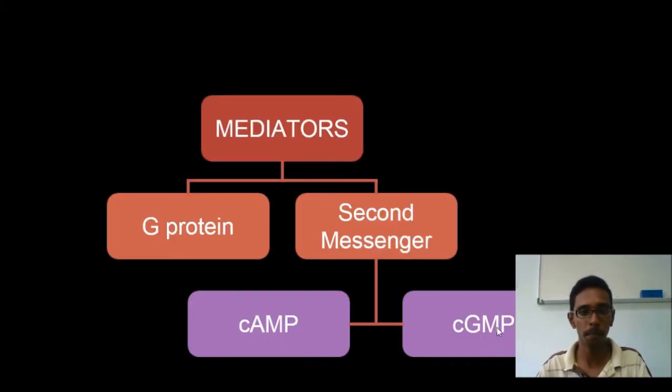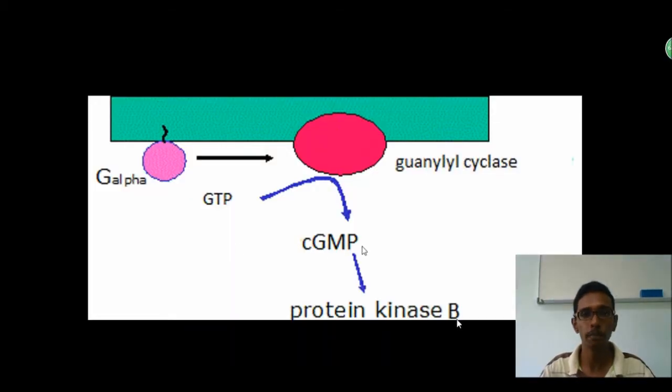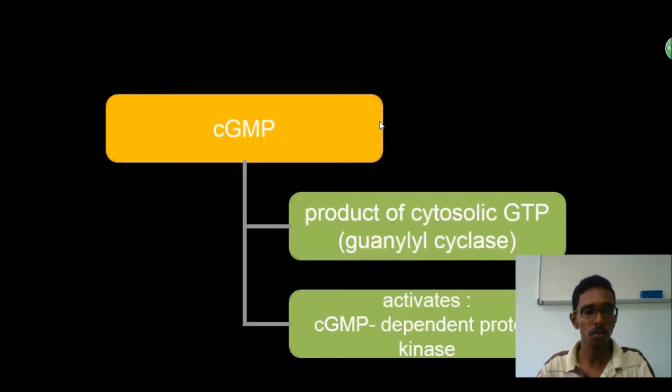Next is cGMP. cGMP is a product of cytosolic GTP, which is catalyzed by a membrane enzyme called guanylyl cyclase. cGMP activates cGMP-dependent protein kinase, which is known as protein kinase B. To sum up, cGMP is a product of cytosolic GTP, which is catalyzed by guanylyl cyclase, which activates cGMP-dependent protein kinase or protein kinase B.